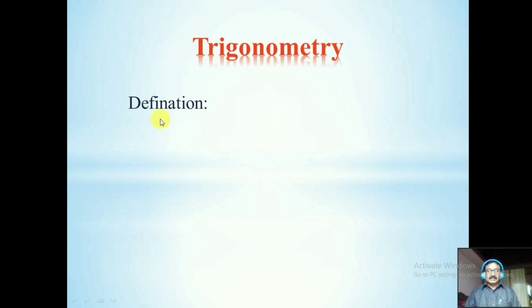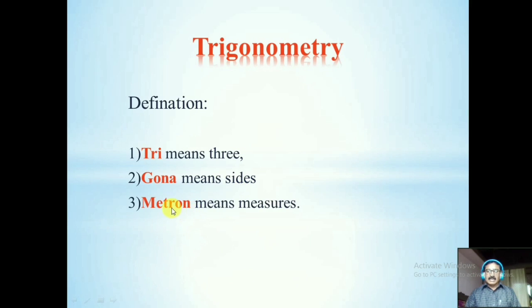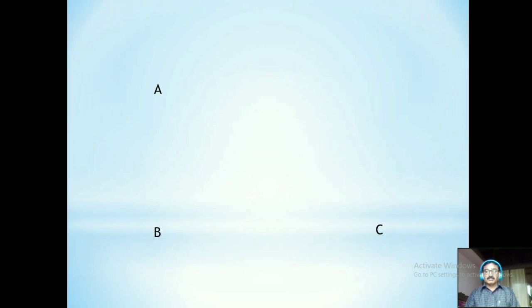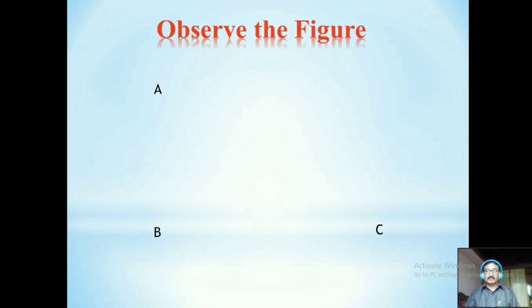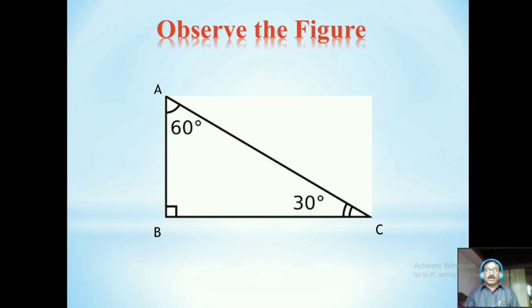Definition of trigonometry. Tri means 3, gona means sides, and metron means measures. That means measurement of an enclosed figure having 3 sides. Observe the figure.